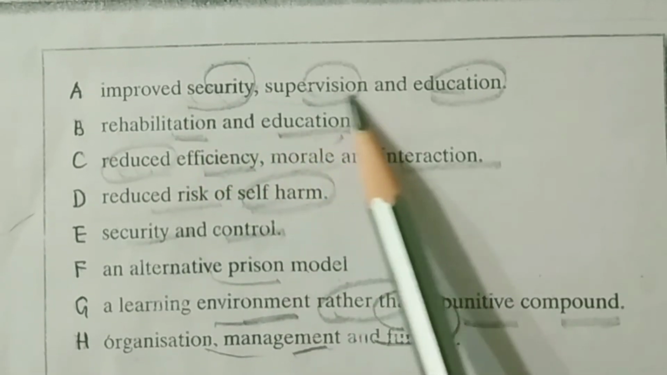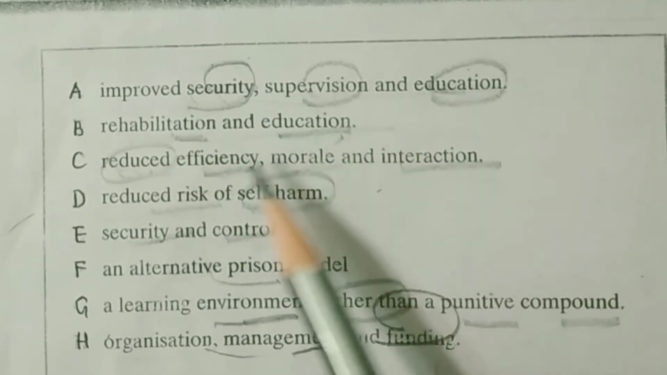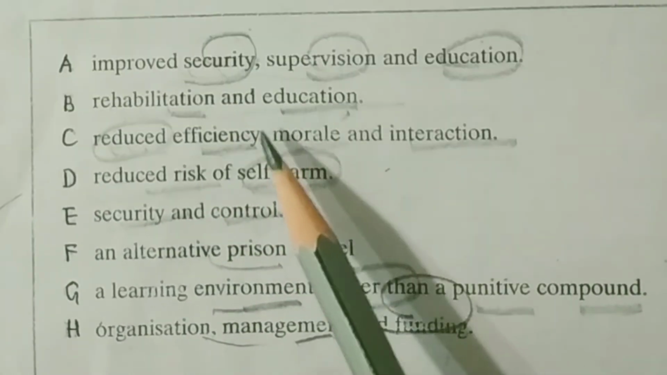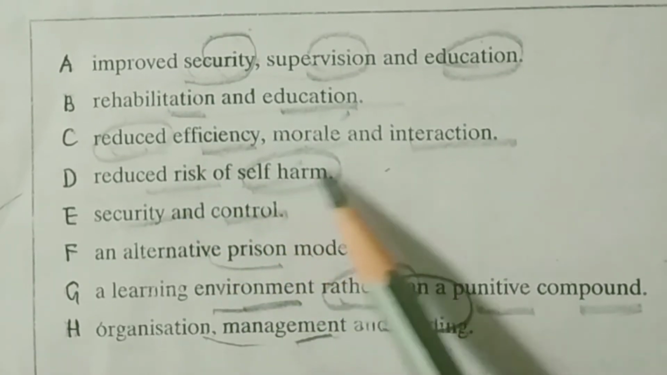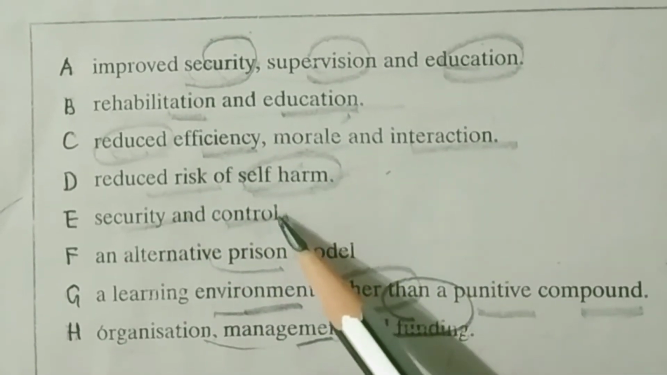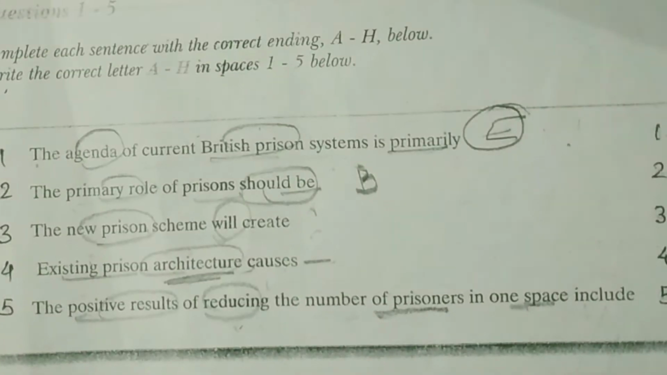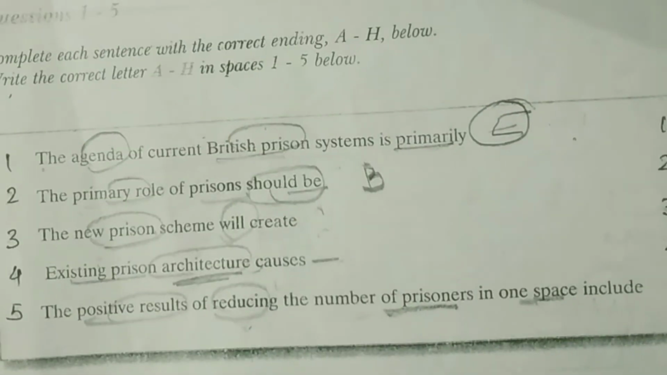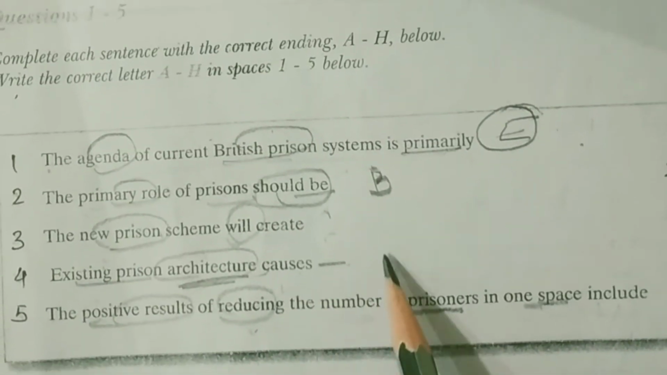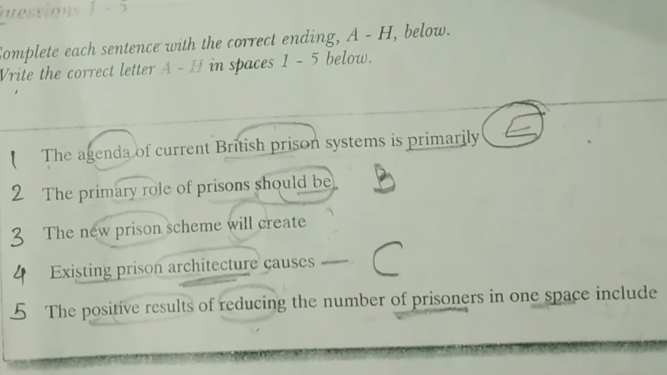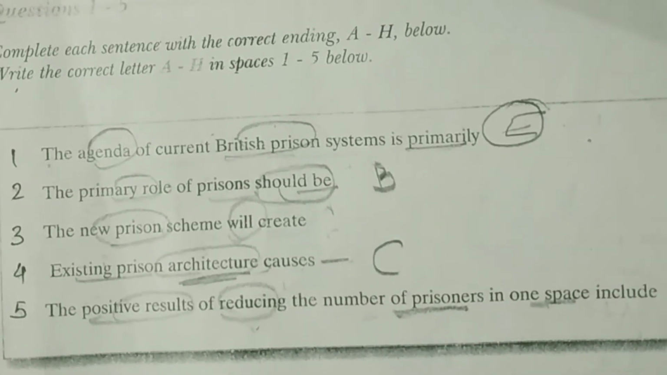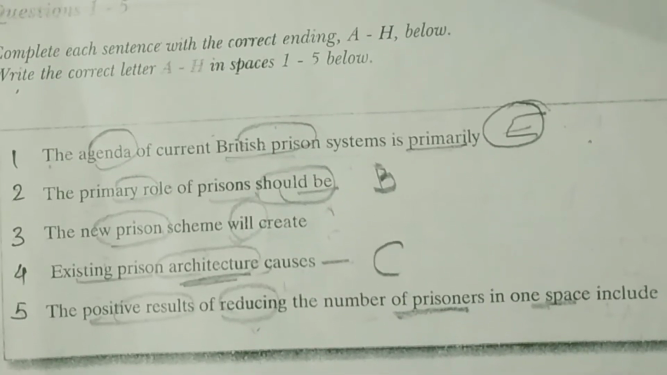Improved security, supervision, education, rehabilitation and education, reduced efficiency. Yep. Negative impact on behavior, morale, interaction. It was written discernible effect. So without any hesitation, let's write down answer C. Don't worry if we are unable to find the answer to question number 3. We will find it out. Don't worry about that.